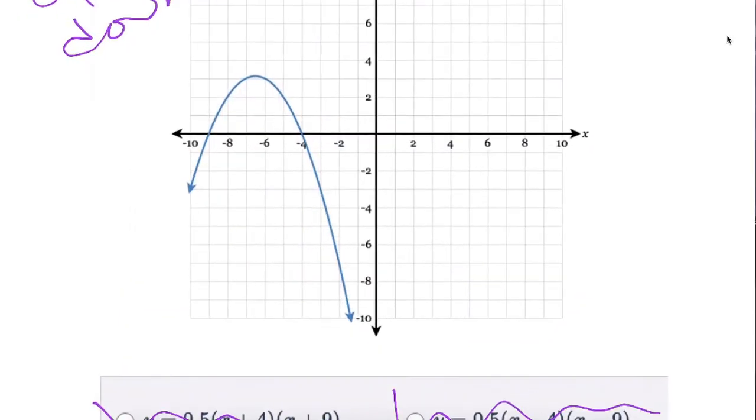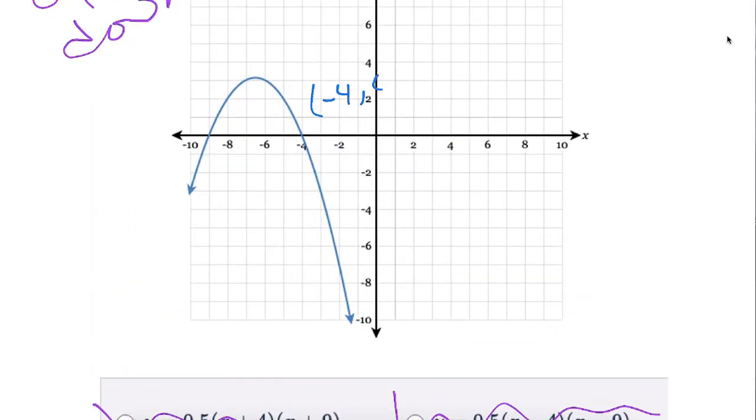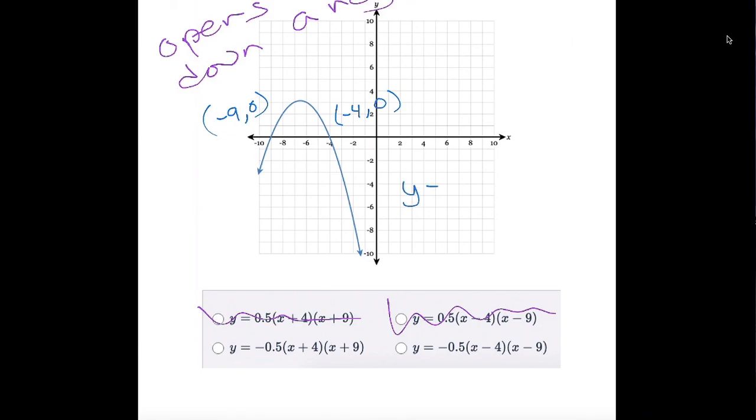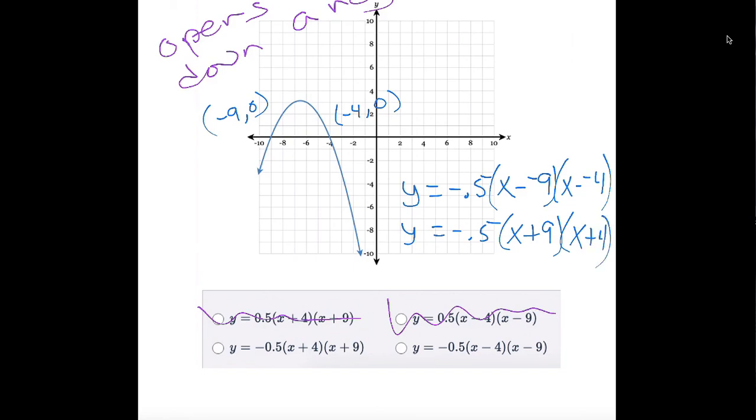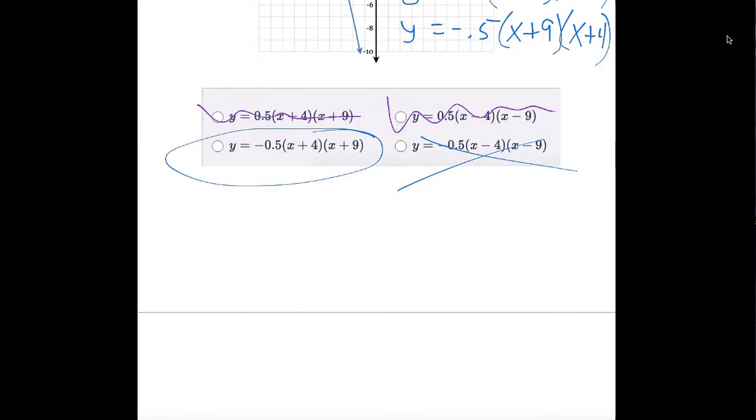Now I just got to figure out what these intercepts are, and notice I got an intercept of negative 4, 0, and I got another intercept of negative 9, 0, which means that if you think about where that's going to be in the equation, I'm going to have whatever this a value is, in this case it's 0.5, and it's going to be x minus negative 9, x minus negative 4, and that's why we end up getting x plus 9 and x plus 4 for the x-intercepts. So that's the one we want. We don't want this one, and that's going to be our answer for that.